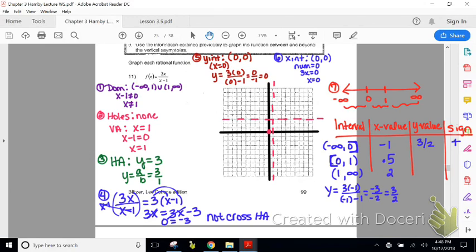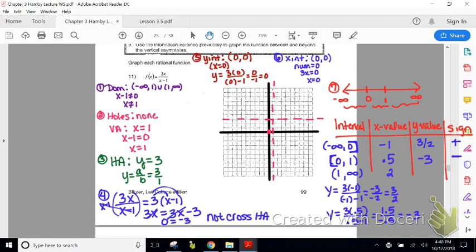So then plug in your 0.5. So y equals 3 times 0.5 over 0.5 minus 1. So what is that? 1.5 over -0.5. And so we get negative 3, which is negative.